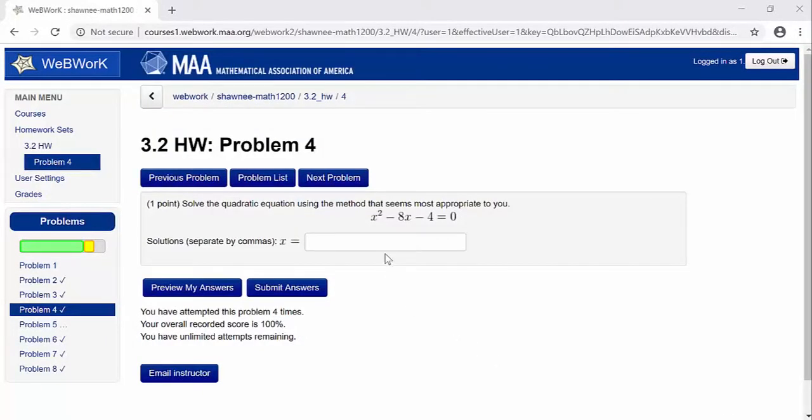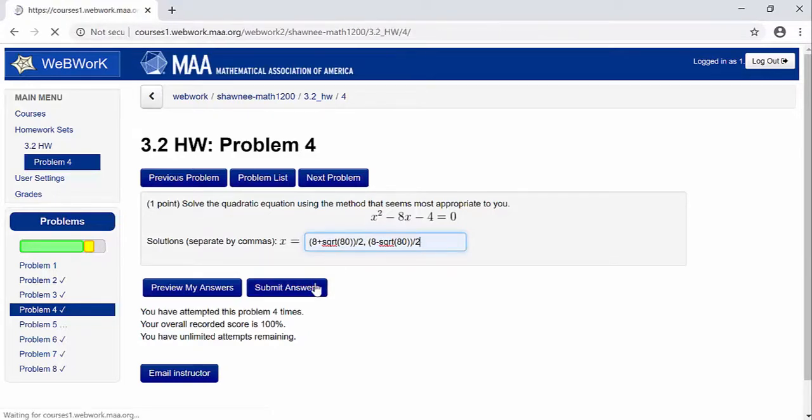So back in WebWork, we can enter our answers as 8 plus or minus square root of 80 over 2. We can do that by doing parentheses 8 plus square root of 80, and then putting parentheses around the whole numerator, dividing that by 2, and then doing the same expression with a negative sign in front of the square root. So 8 minus square root of 80 all over 2, and that would give us a correct answer.